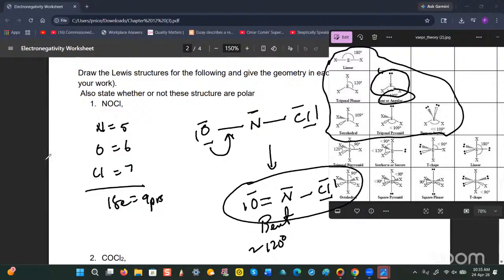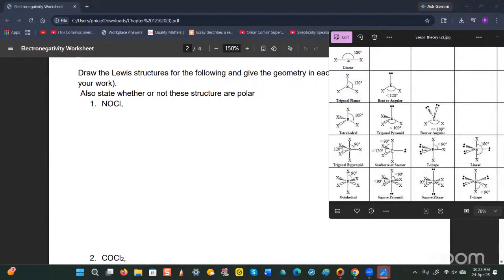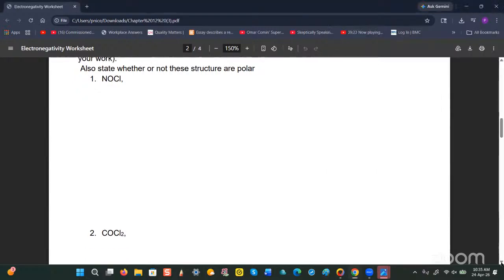Okay, let me clear all this here. And let me do this. I want to keep this chart up here. Okay, let's look at this one.